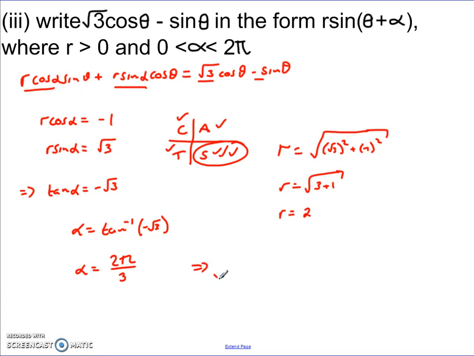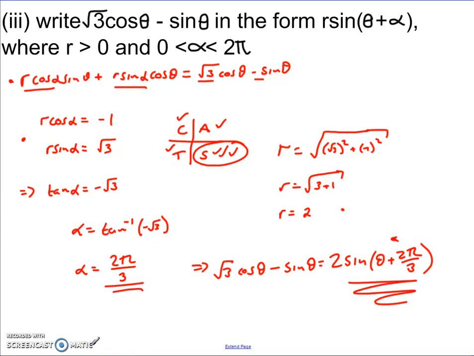Then it's a case of just writing it out. So then I know root 3 cos theta minus sine theta is equal to 2 sine of theta plus alpha, but alpha in this case is 2 pi over 3. And again, the 4 same steps have been key in this. Writing out the expansion, getting your r cos alpha, r sine alpha, finding out r, and then finding out the alpha and plugging it in for a final solution. Make sure you include all of those steps in your work, and they're all vital to getting all the marks from a question like this.